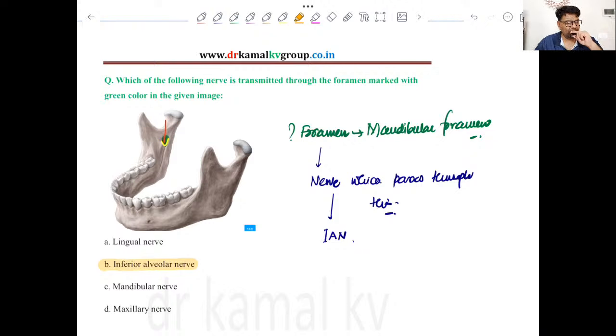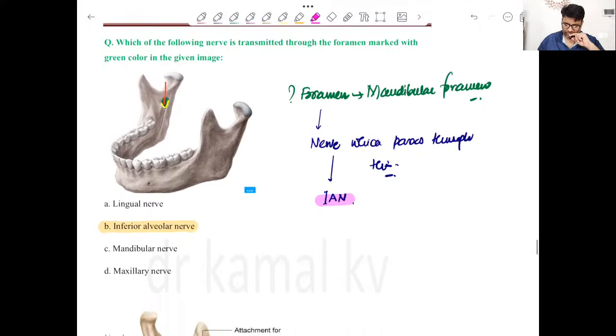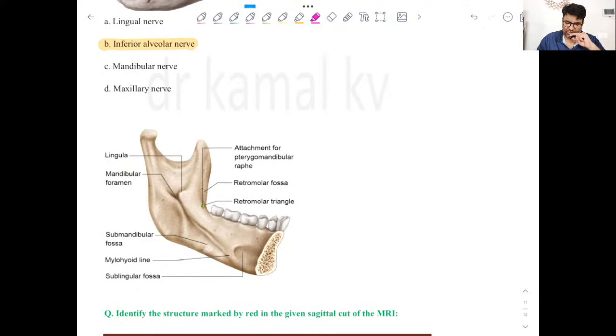Yes, Rajacharan Sunny, you are absolutely right. Shanawaz, you are absolutely right that this is mandibular foramen, and the nerve which is passing through this is the inferior alveolar nerve. Okay, and again inferior alveolar nerve is a branch of trigeminal nerve. So if you see, this is visible from the inner part. So this is all the mandibular foramen.